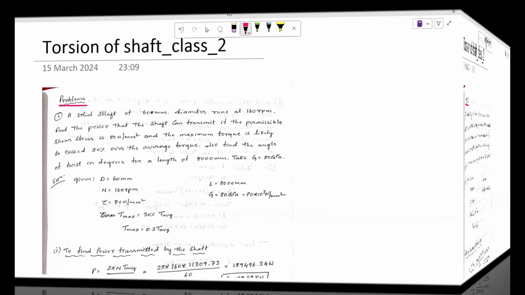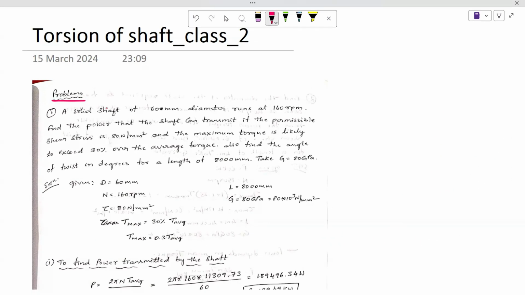After that we have come across some formulas, for example power, torsional rigidity, polar section modulus and all those things. So please go through that video. After that, please refer to this, because various formulas we have come across in the previous video.